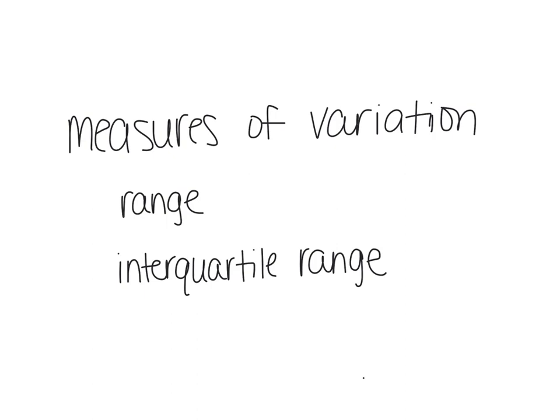So range is really super easy to find. You just have to order your data from least to greatest, subtract the greatest minus the least, and you have your range. The other measure of variation that we're going to talk about today is the interquartile range. So you've probably heard the word range in there. What we're going to find is the range between the quartiles. And I will show you how to break your data set up into quartiles here very soon.